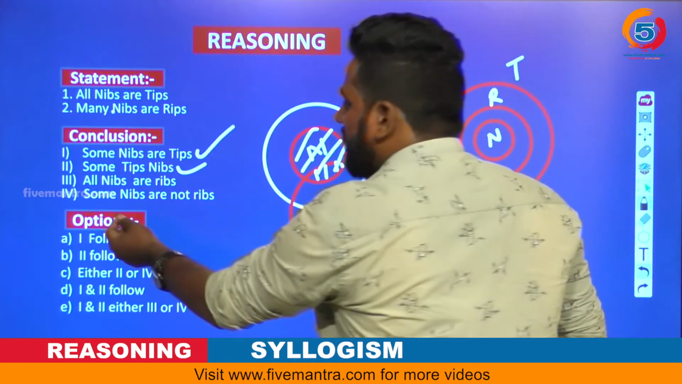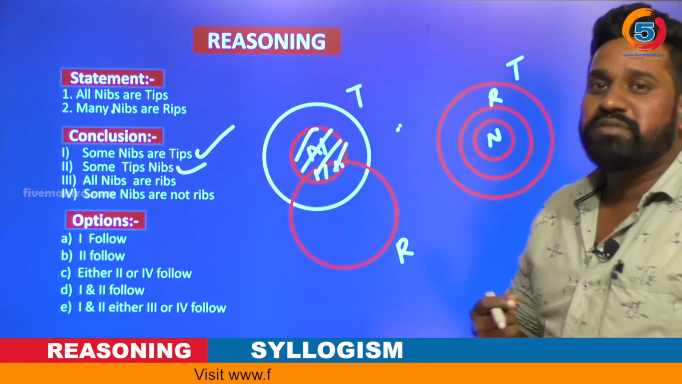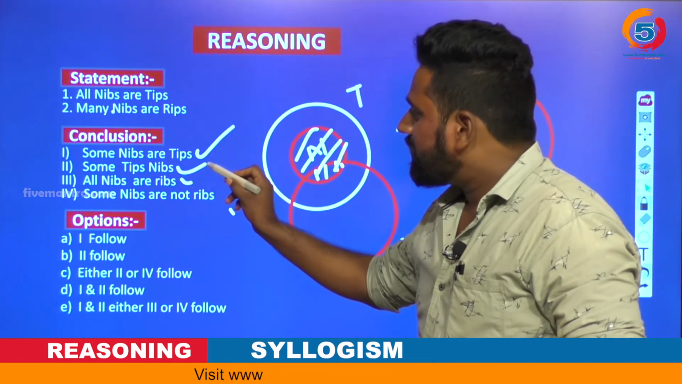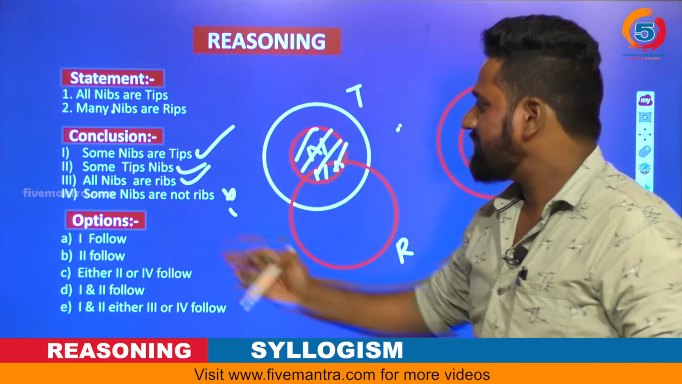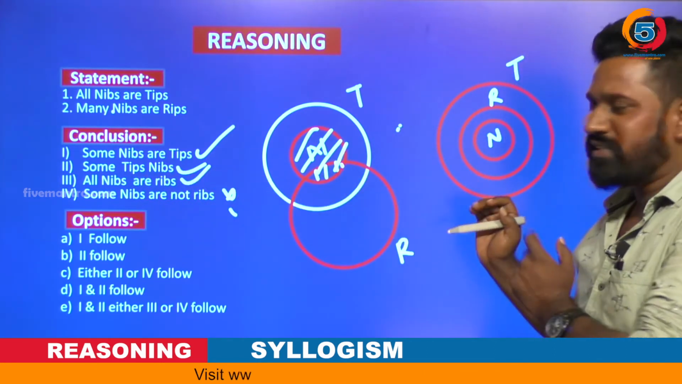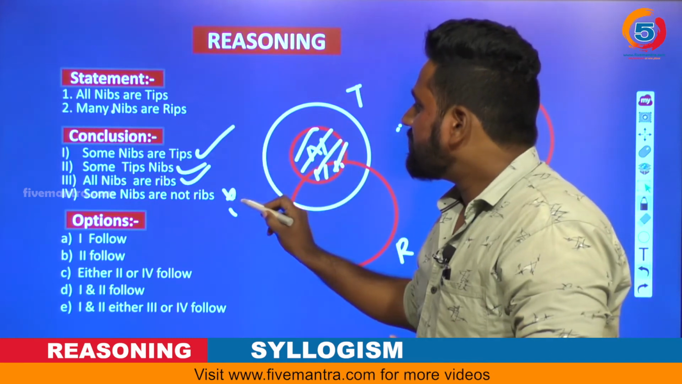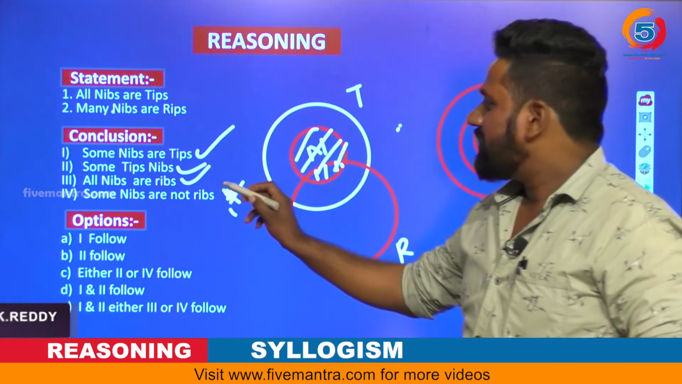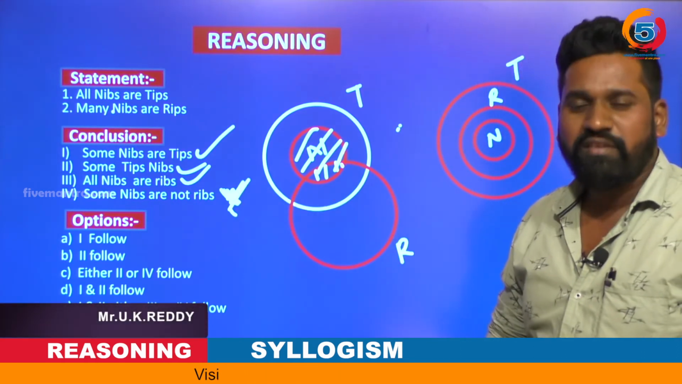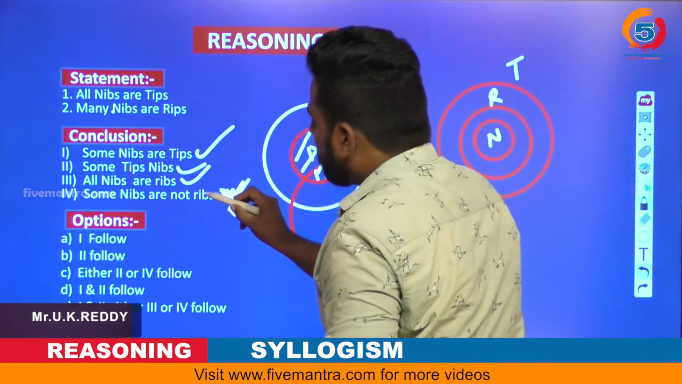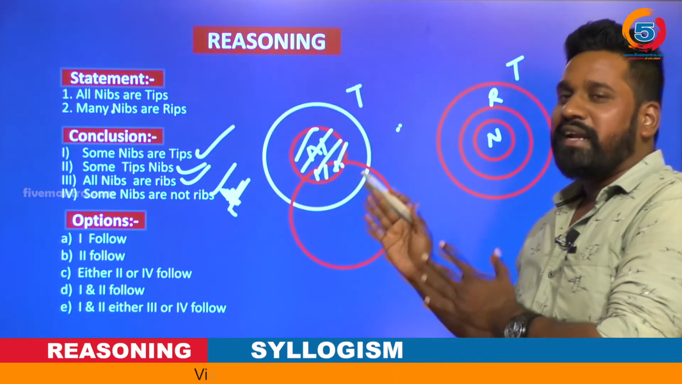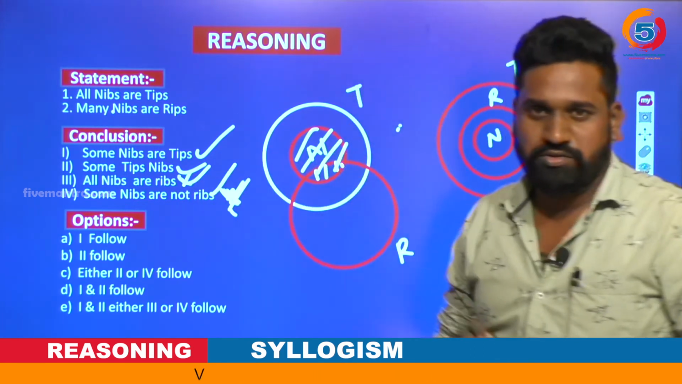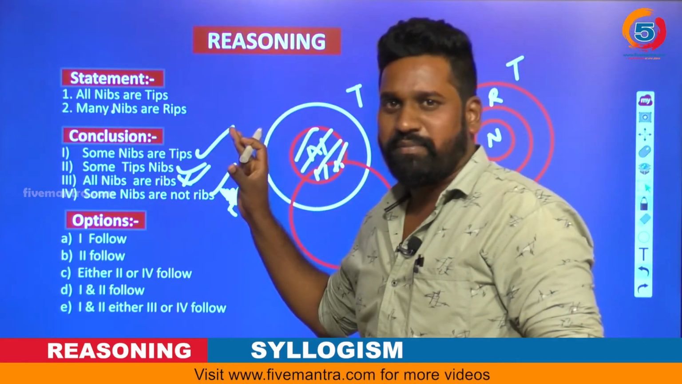In the same way, if you observe the fourth conclusion, some nips are not rips is given. If you take the third as the correct one, this becomes the wrong one, because here already all nips are rips, that is a possible case. If it is possible, then this becomes wrong, because we already considered all nips are rips. If you take some nips are not rips as correct, then the other becomes a wrong conclusion. Is it clear? This is a very, very important case, right?